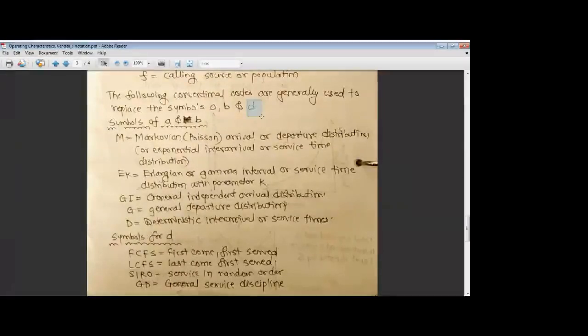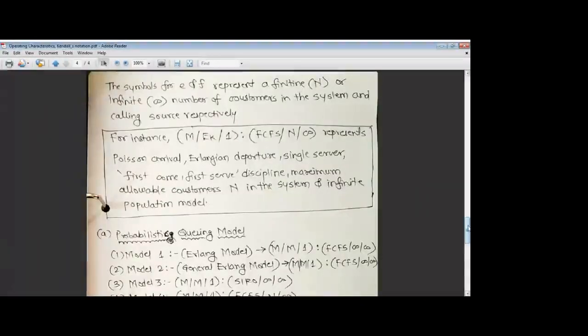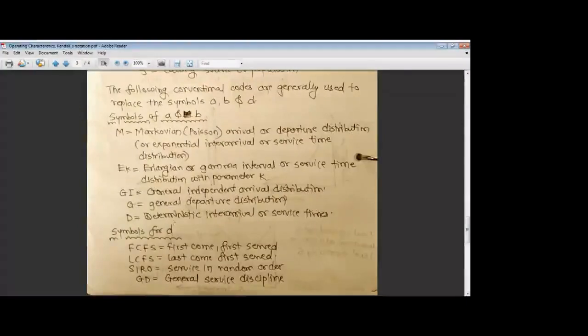D was your service discipline. So for D, you can put down the symbols as FCFS, that is first come first serve; LCFS, last come first served; SIRO, that is service in random order; and GD, that is your general discipline. So these are the symbols that we are going to use for D.